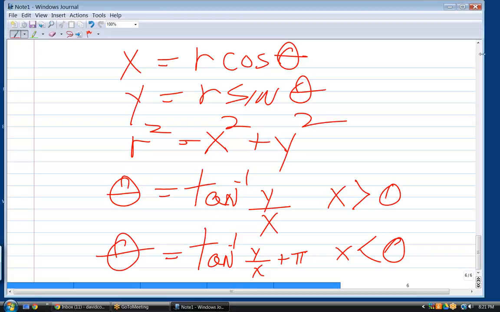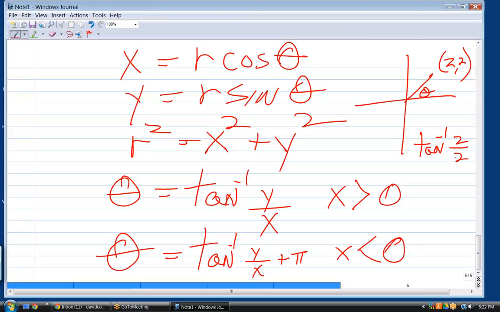In other words, if I have a point that is 2, 2, then theta is the inverse tan of 2 over 2. X is positive, so it's just the inverse tan of 1. That's 45 degrees. Okay?